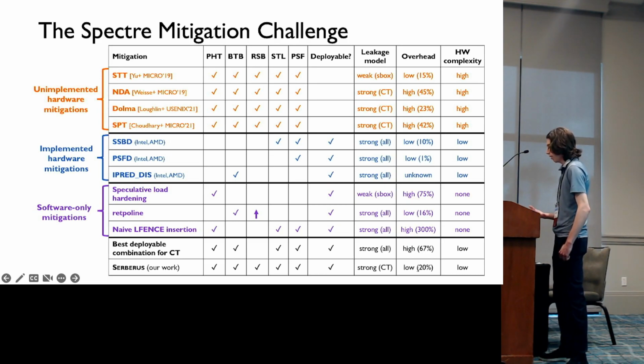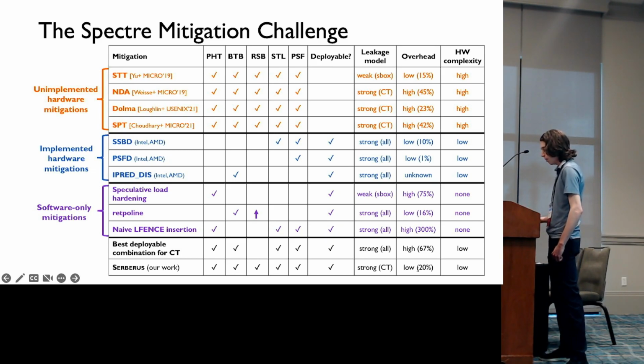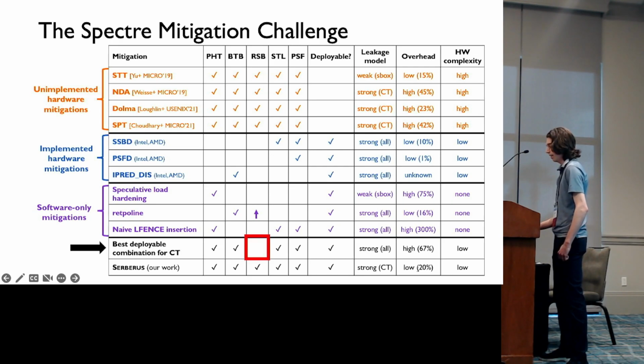And so finally, we have the software-only mitigations, which aim to target existing hardware. But none of these are comprehensive for any threat model, and only one has been widely deployed that we know of, Retpoline, which tries to protect against Spectre BTB, but in doing so introduces other Spectre vulnerabilities. And so the result is that even the most secure deployable Spectre mitigation doesn't protect against some speculation primitives and has unacceptably high overhead.